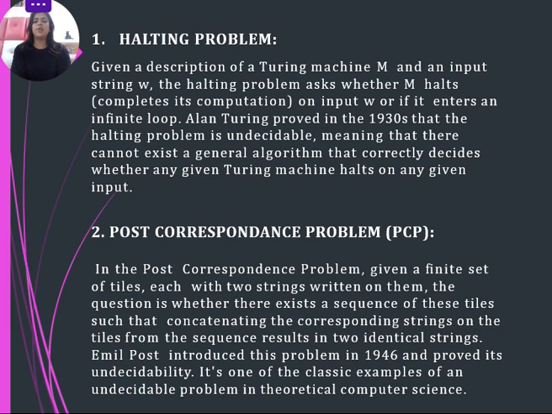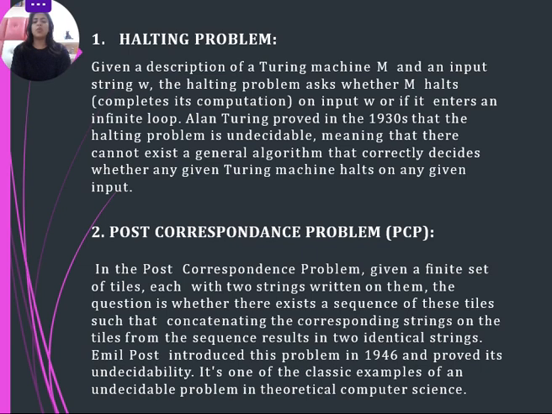Given a description of a Turing machine M and an input string W, the halting problem asks whether M halts, completes its computation on input W, or if it enters an infinite loop. Alan Turing proved in the 1930s that the halting problem is undecidable, meaning that there cannot exist a general algorithm that correctly decides whether any given Turing machine halts on given input.